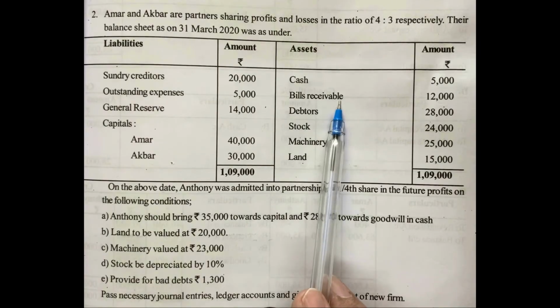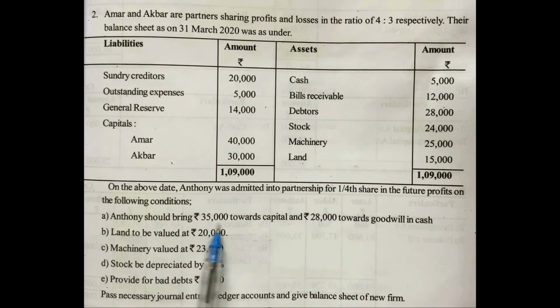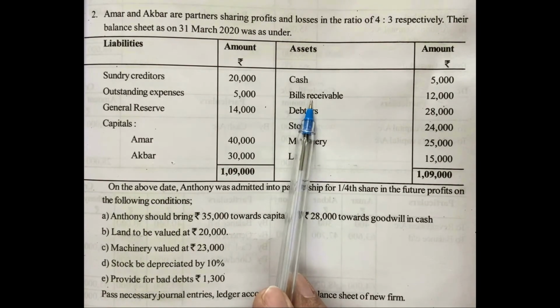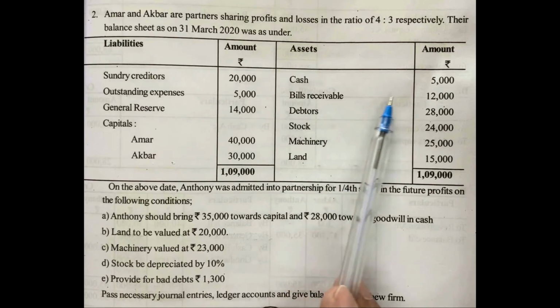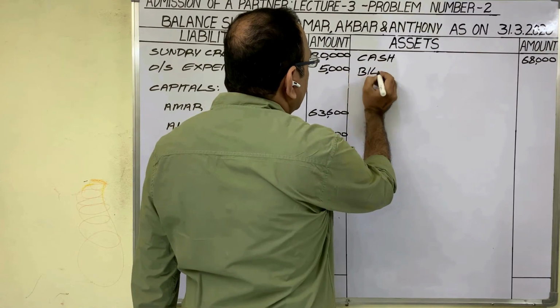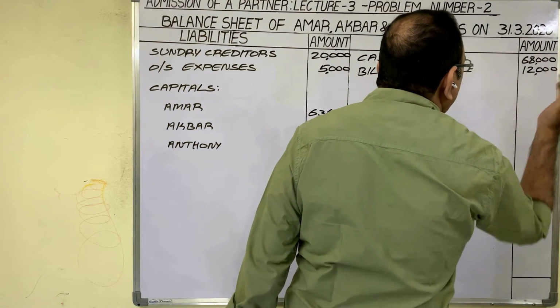Next, bills receivable 12,000 rupees. Related to the bills receivable, there is no additional information. Therefore, in the new balance sheet, the bills receivable value as it is we can write in the outer column. Bills receivable, as there is no adjustment, 12,000 rupees directly in the amount column.